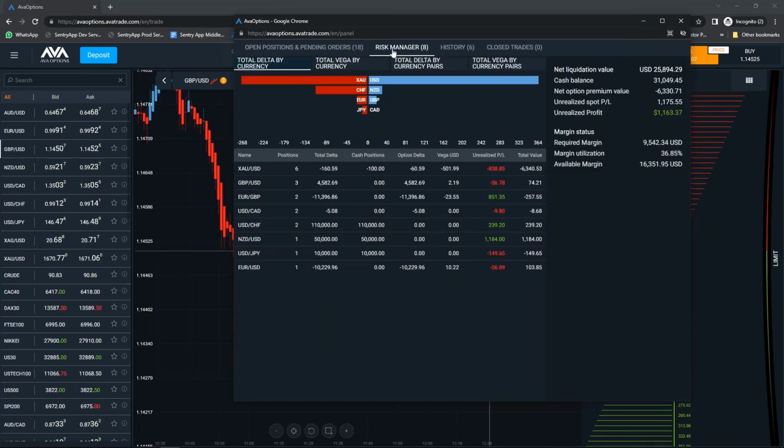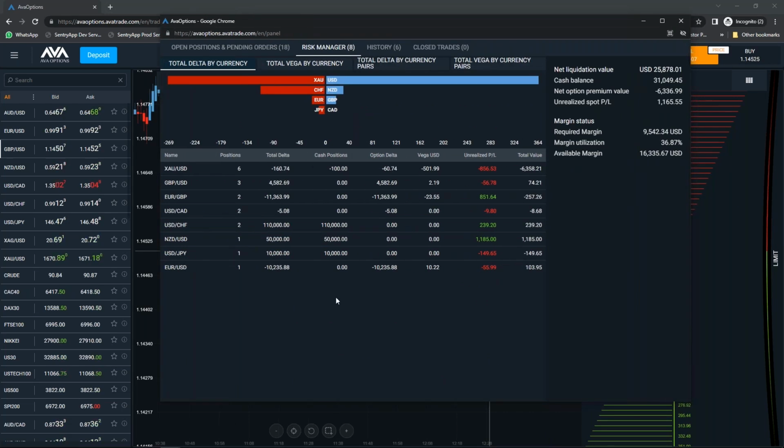The risk manager is taking those positions and breaking them down. So let's look at the table. The table says we've got 6 positions in gold. We're short 100 ounces of gold, and we're short another 60 ounces through options trades. So we take the delta of all of our options trades and we add them up. Net, we're short 160 ounces of gold.